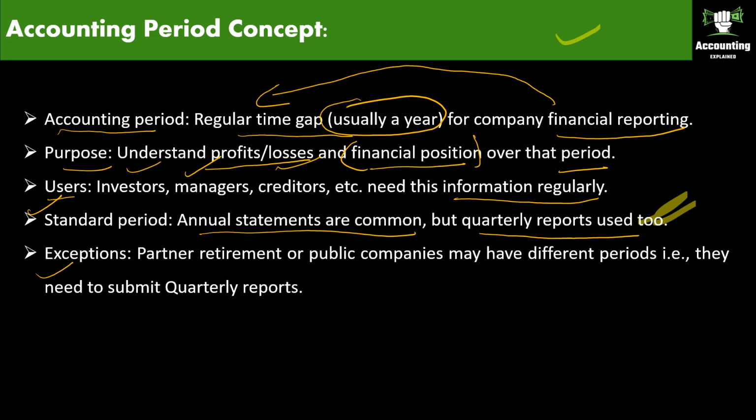There are some exceptions. What are the exceptions? When there is a partner retirement, or in public companies. Public companies may have different periods; they need to submit quarterly reports. Public companies are those that have issued shares, and they have to issue financial reports quarterly. In case of a partner's retirement also, they have to prepare financial reports immediately after the retirement. This we will study when we do partnership accounts.